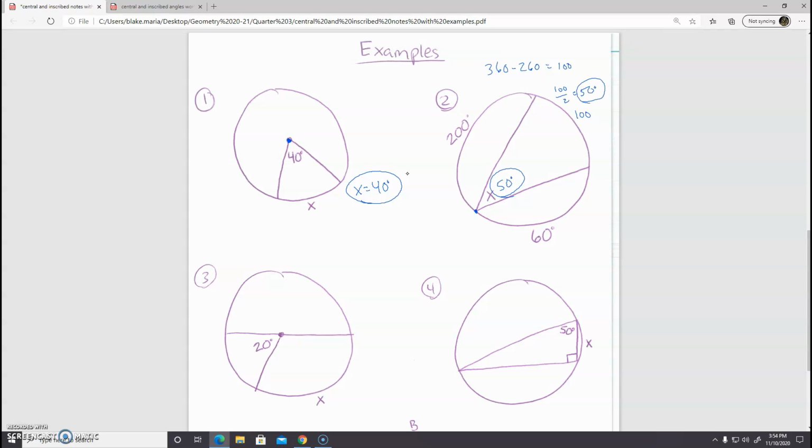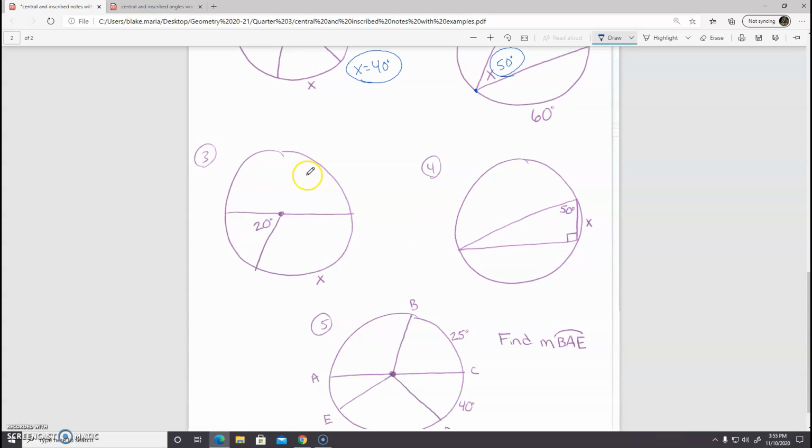See all this lovely work? I want to see your work. Obviously here we didn't have to show much work, but for the most part you can show me something.